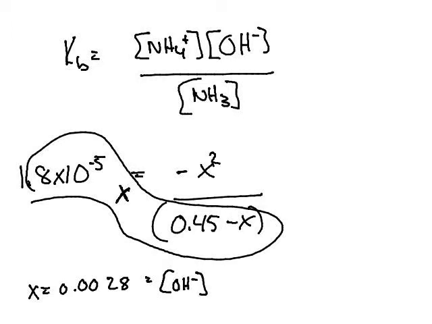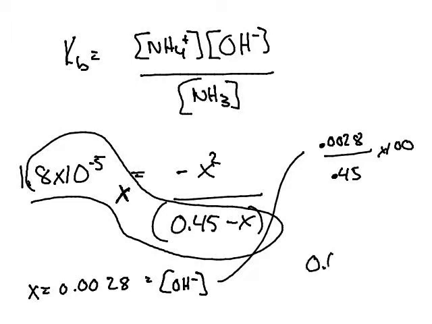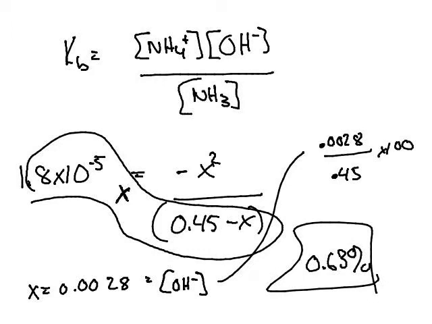It did ask for the percent dissociation. Remember, percent dissociation is just x over initial times 100. So 0.0028 divided by 0.45 times 100. On my calculator, it remembers x, so I'll take x divided by 0.45 times 100, which gives me 0.63%. All right, that wasn't terribly difficult, was it now?